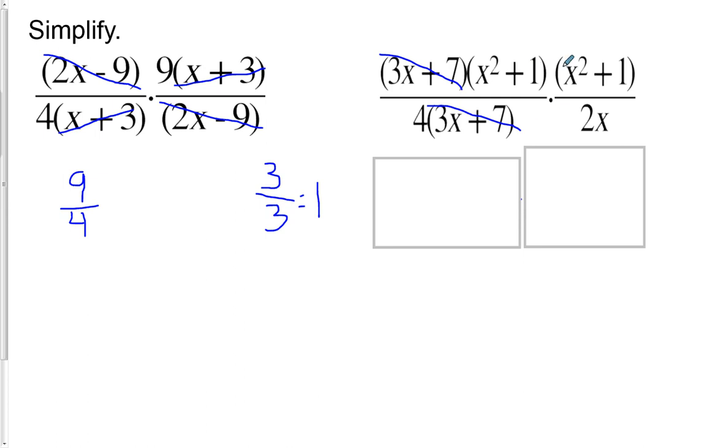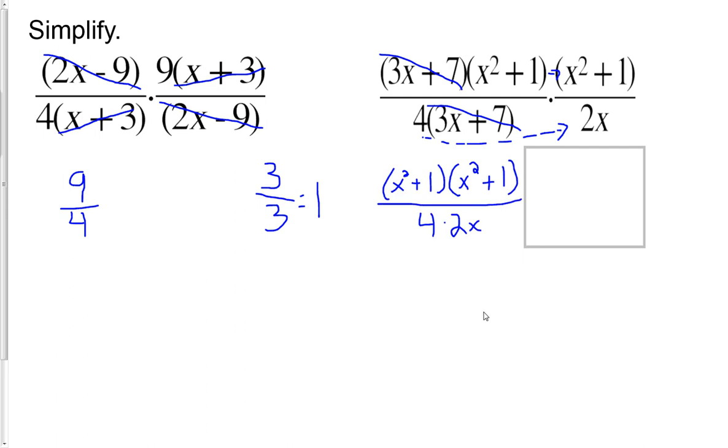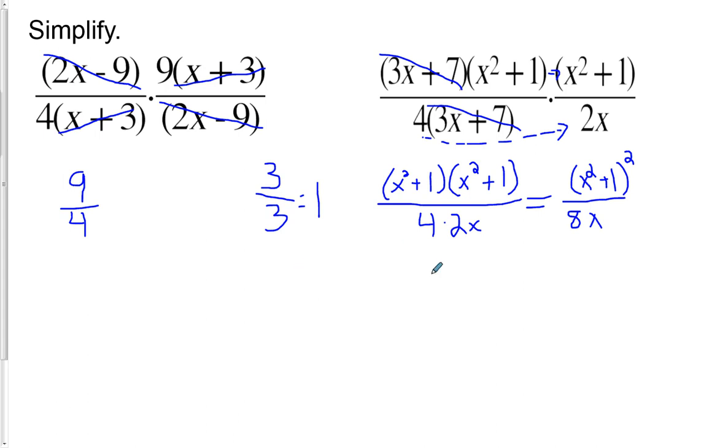They don't cancel. So our final answer is going to be these two things times each other, (x squared plus 1)(x squared plus 1), and we've got 4 and 2x on the bottom. Now we can multiply that bottom. 4 times 2 we can do. We're going to call that 8x on the bottom. You could also rewrite the top because they're both the same as (x squared plus 1) squared. However, that is not mandatory. So this could have also been an answer, (x squared plus 1) twice over 8x.